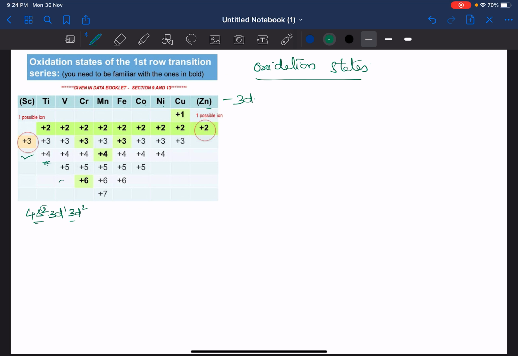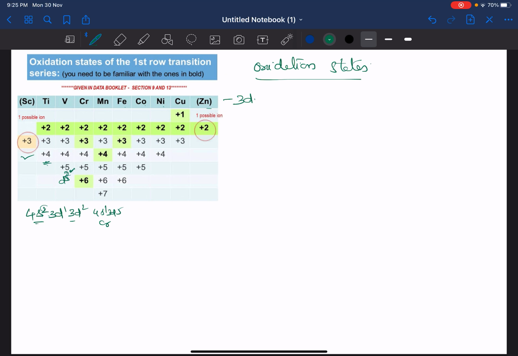It has the 3d3 configuration. When it is 4s2 3d3, it has 5 electrons in its outermost orbit, so its maximum oxidation number is +5: +2, +3, +4 and then +5. And next one, chromium. We already know that 4s1 3d5 is the chromium electronic configuration. So it has 6 electrons in its outermost orbit, so it will show the maximum oxidation number of +6.